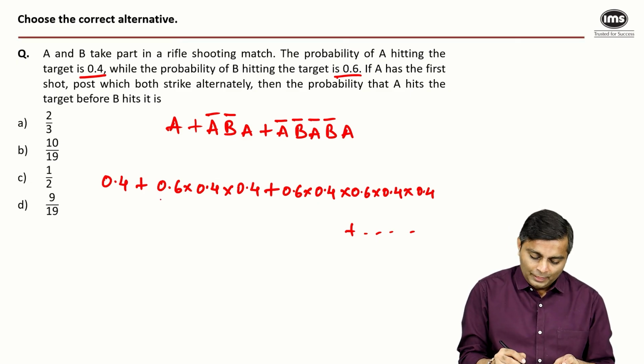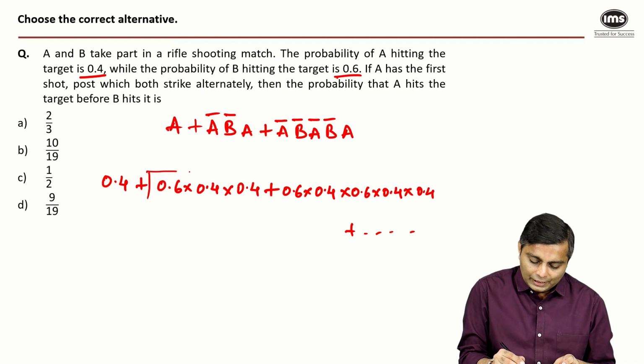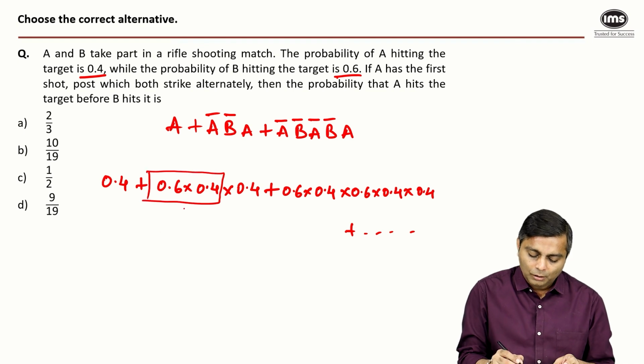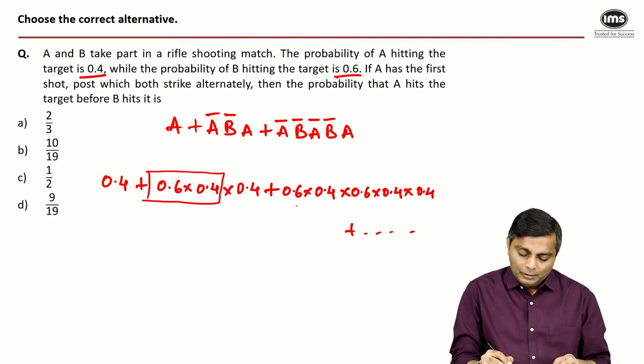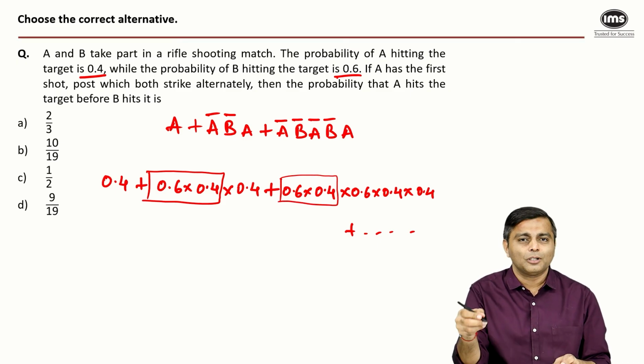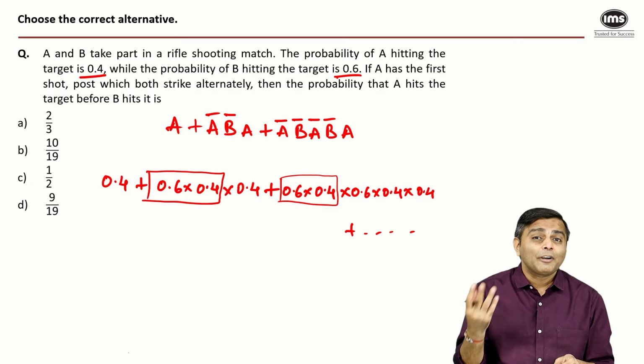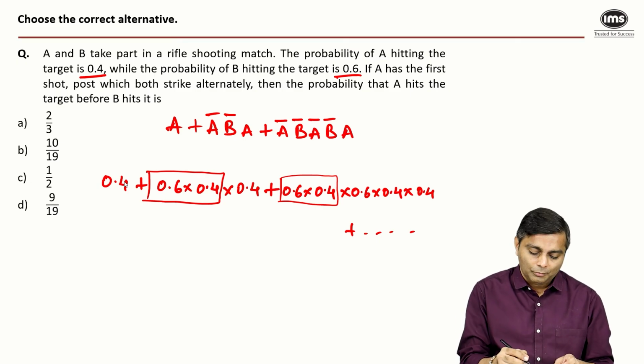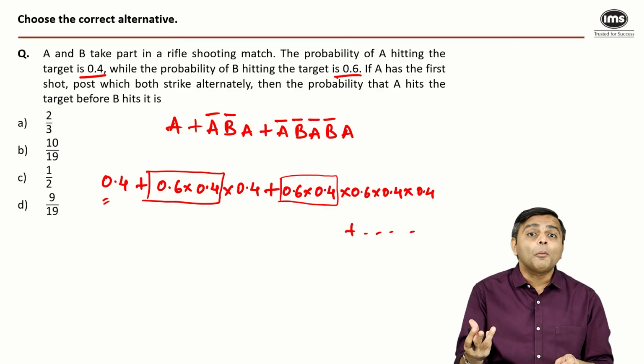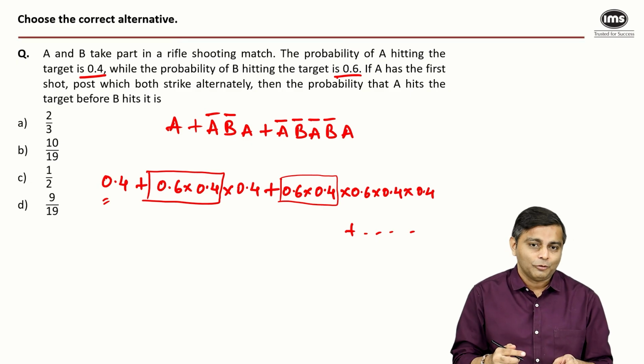Infinite GP. 0.4, and if you see, we are multiplying every term with 0.6 into 0.4. 0.6 into 0.4, this, if you see, this basically multiplied to the second term gets to the third term, and so on and so forth. So it's an infinite GP whose first term is 0.4 and whose common ratio is 0.6 into 0.4, correct?